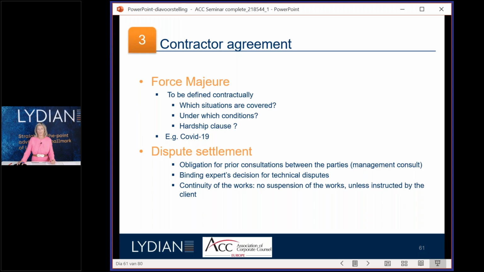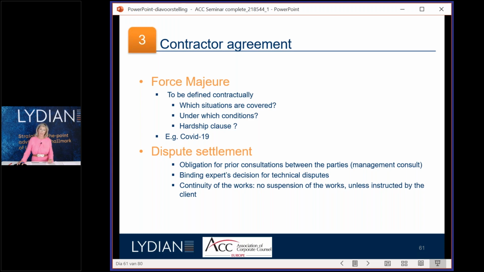What we generally advise our clients is to mention an obligation in the contract for prior consultations between the parties. For example, a management consult, parties should first try to solve the discussion between them before going to court or to an arbitration. Then for large construction projects, also for smaller construction projects, for technical disputes, it might be useful to foresee a procedure or an article regarding the binding expert's decision.